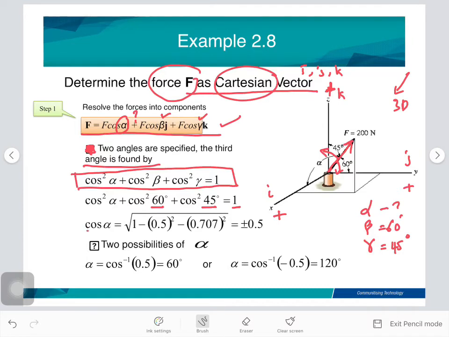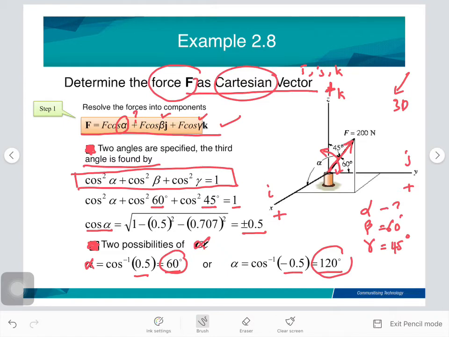Then you can have that alpha is equal to positive and negative 0.5 here. So you can have the two possibilities for the alpha. So alpha is equal to shift cos 0.5, it becomes 60, or you can have alpha is equal to shift cos negative 0.5 is equal to 120. So here, can you guess which value of alpha we want to choose? Is it 60 degrees or 120?